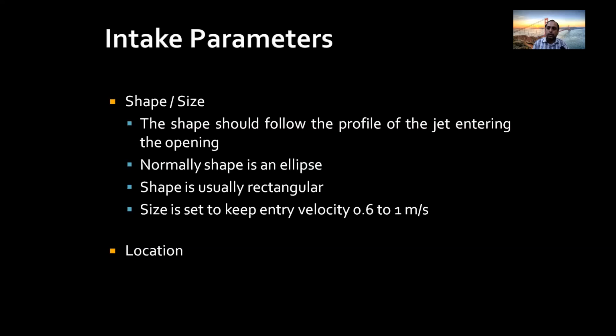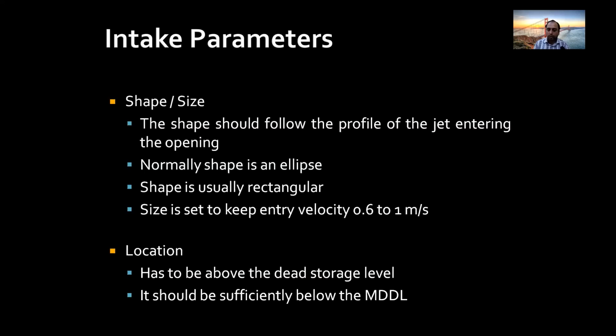There are many projects where the bell mouth itself is circular. The size is set to keep the entry velocity to 0.6 to 1 meter per second. So when the water is entering the intake, the velocity should be 0.6 to 1 meter per second. It will result in two things. First, it will not lift the silt from the bottom. Number two, it will not cause any turbulence.